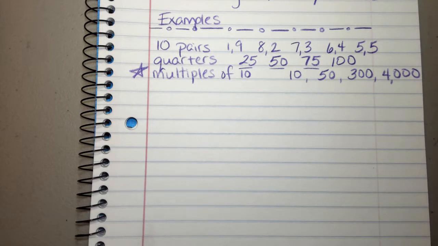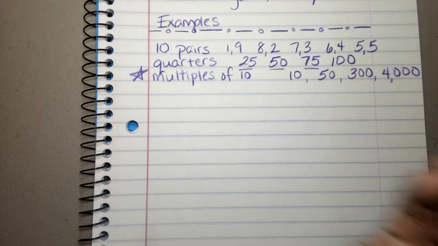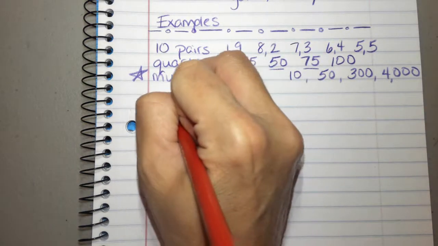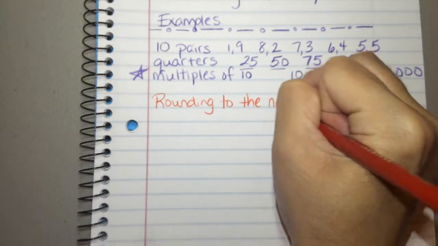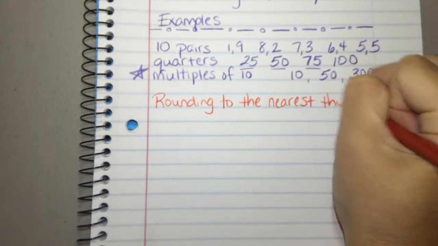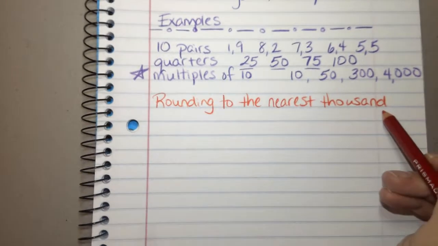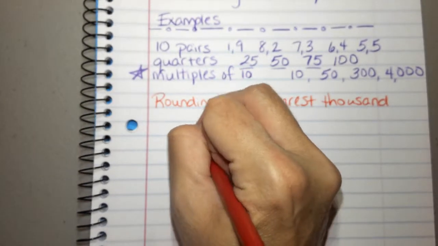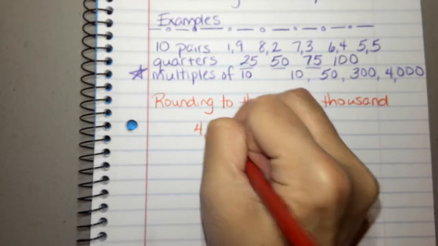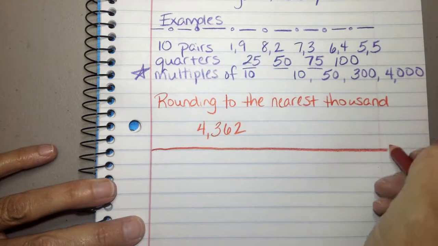Okay, and I'm going to start big and go small. So I'm going to start with a number, with rounding to the nearest 1,000. Okay. And because we've recently been doing decimals, I want you to notice that I said 1,000, not thousandths. So let's say my number is 4,362. Okay, so I'm rounding to the nearest 1,000.